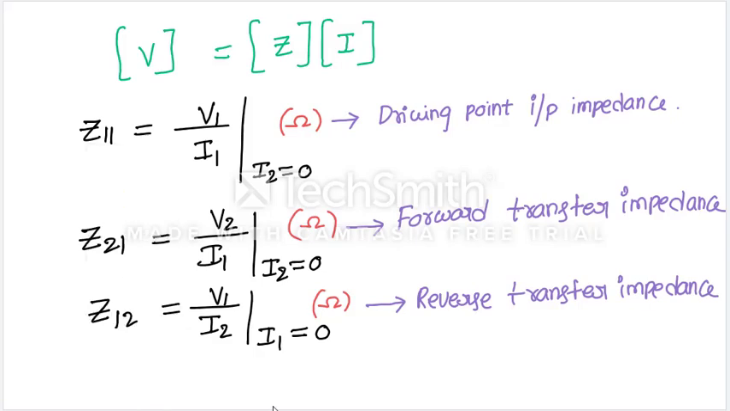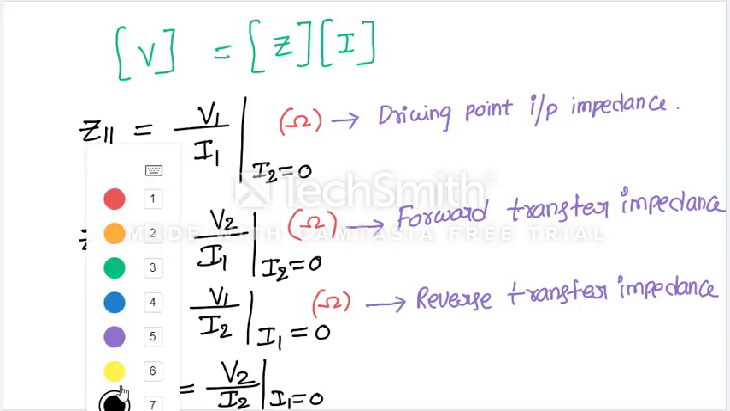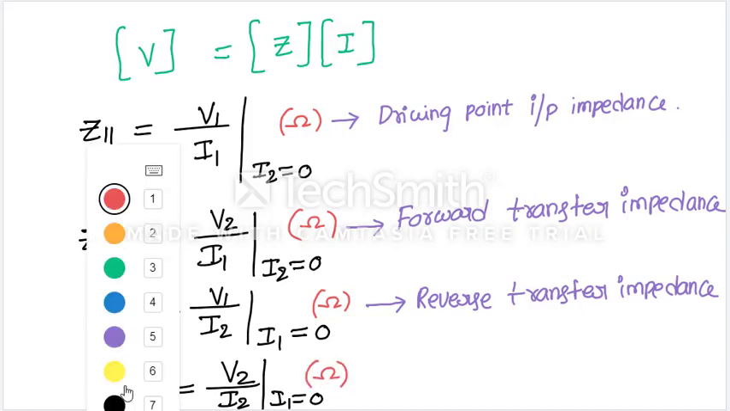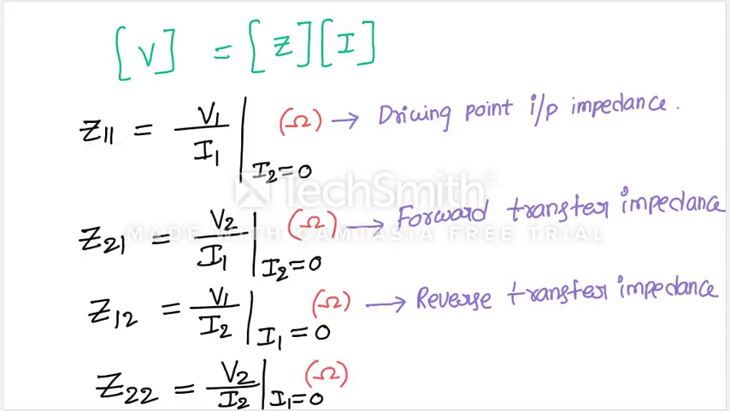Next, z22. What is z22 here? v2 by i2 when i1 equals 0. And what are the units? Ohms. Now tell me what I can say here. Port 2 to second port impedance. So what I should call this as a driving point.